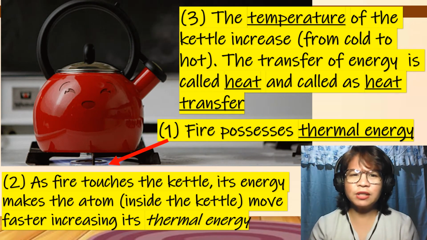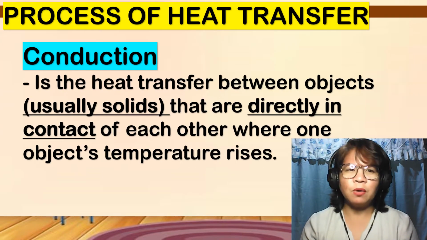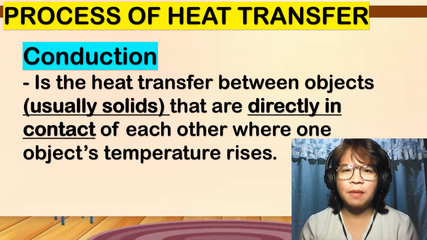When thermal energy is transferred, the warmer object cools down and then the cooler object warms up until both objects attain the same temperature. Then heat transfer stops. Now, the process of heat transfer can happen in three ways.